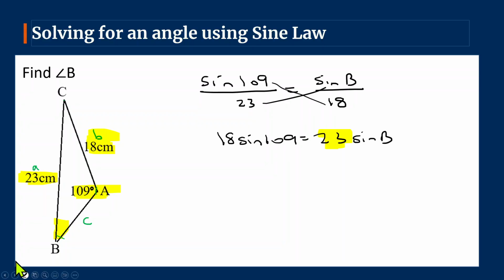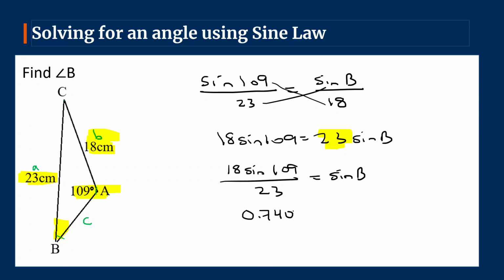That would give me 18 times sine 109 divided by 23 equals sine B. You're certainly welcome to calculate what this is right now in your calculator, but you could also wait. I'll do it this way for now. If you're rounding, you end up with 0.7400, because it was 0.73997 or something. But I'm not done because I didn't solve for B yet.